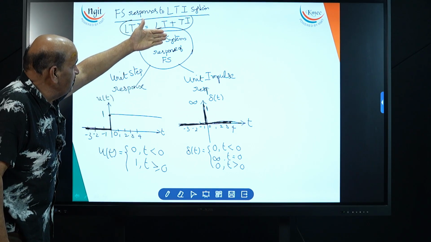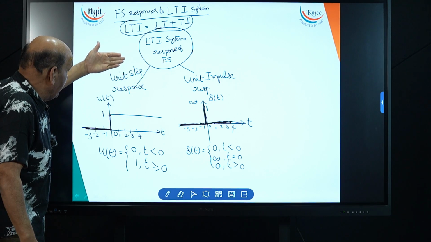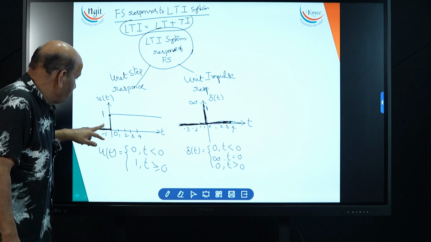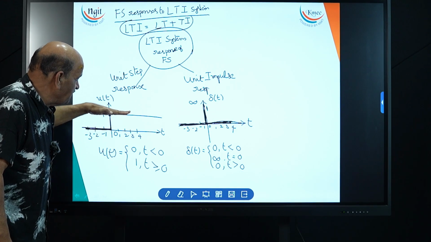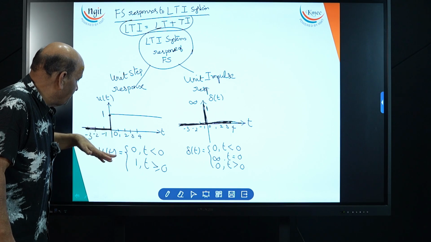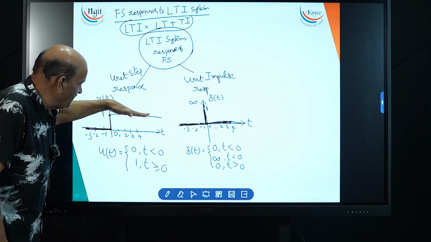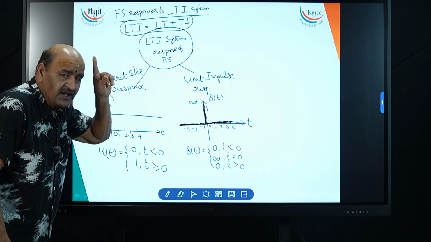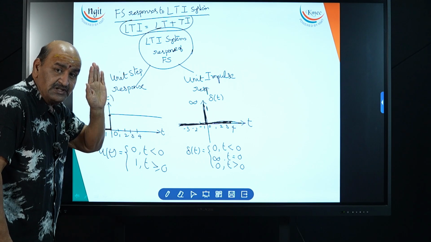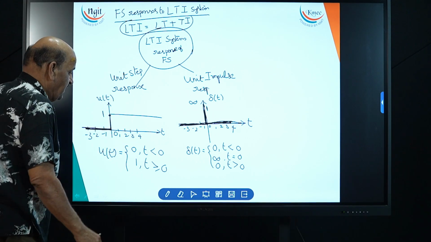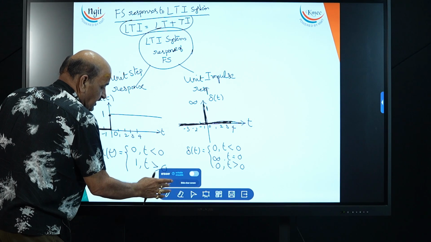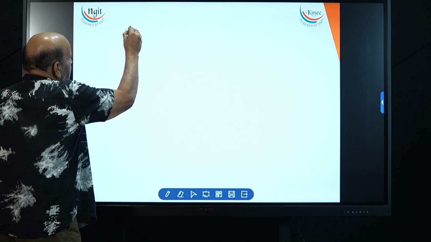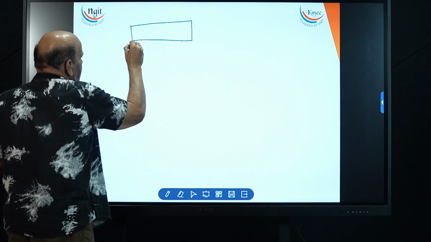So the linear time invariant system responds to Fourier series with respect to the unit step function and with respect to the unit impulse function. Look at the unit step function: it is continuous from 0 onwards, giving the same constant graph. But the impulse exists only at the single point, t equal to 0. That's the difference. Now look at what the linear time invariant responses are. This is a system.